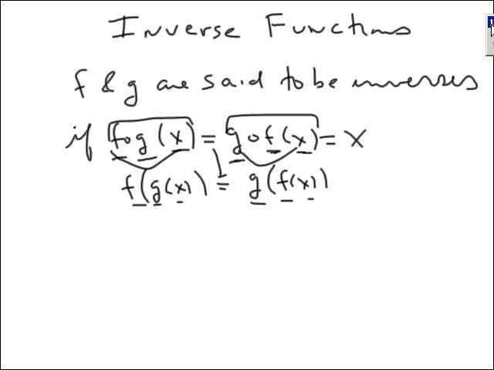They should both equal one another because they equal x. Not equal, they shouldn't both equal 17. That is the definition of inverse function. f and g are said to be inverse functions if f of g of x equals g of f of x equals x.